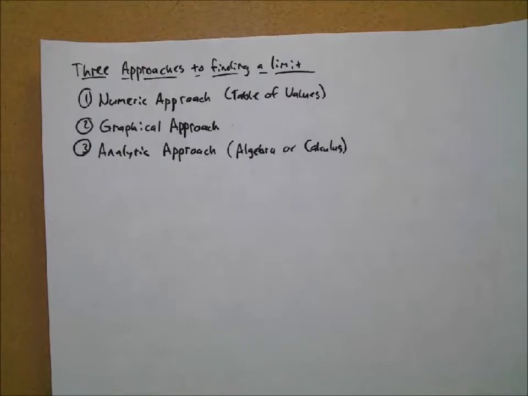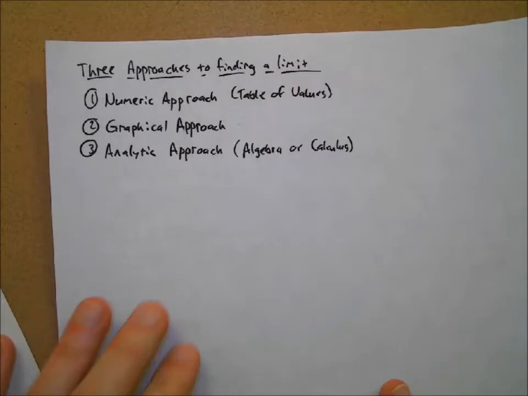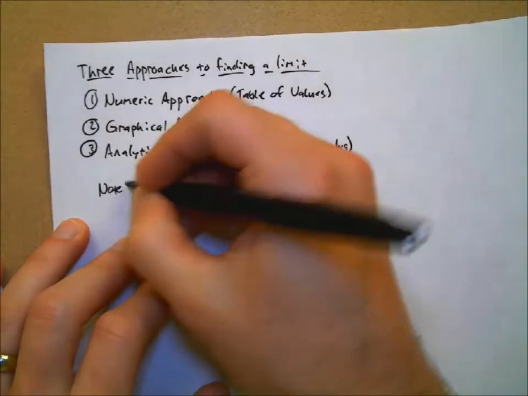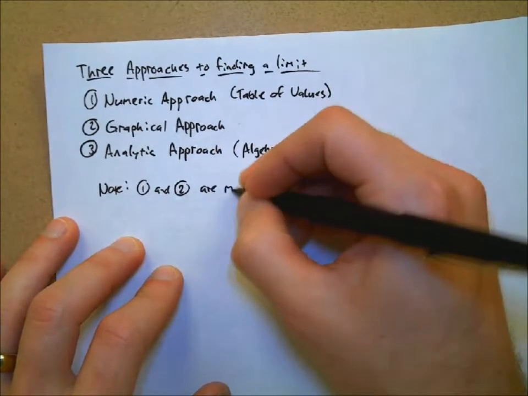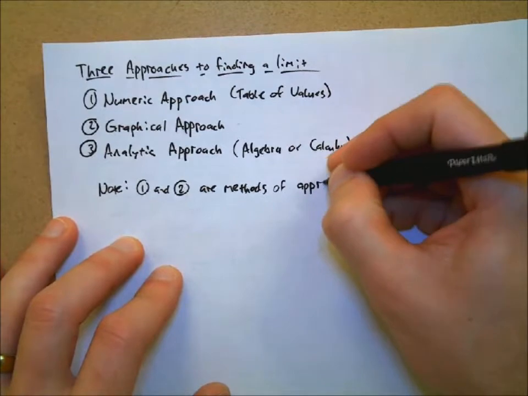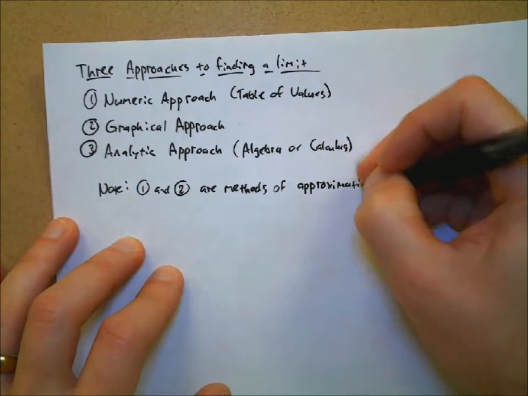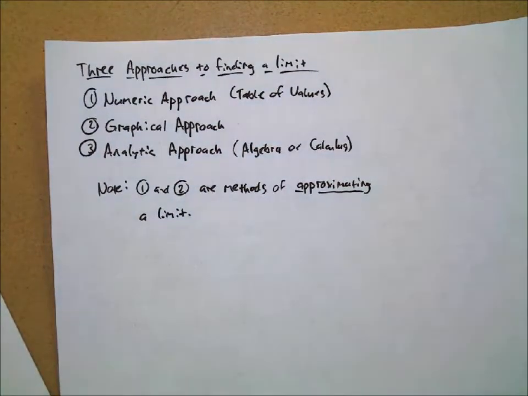If you ever hear one of your friends in calculus talking about L'Hopital's rule, that's the calculus way of evaluating a limit. Note, I just want to make a little note here, nota bene: 1 and 2 are methods of approximating a limit. So with 1 and 2, we're really getting an approximation. Now, the answers that we got to those 2 functions whose limits we found, those are the answers. They are the limits.